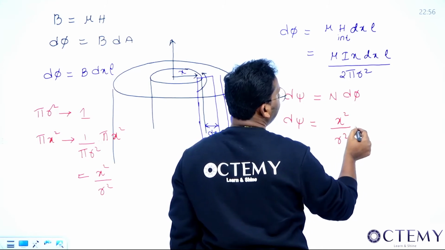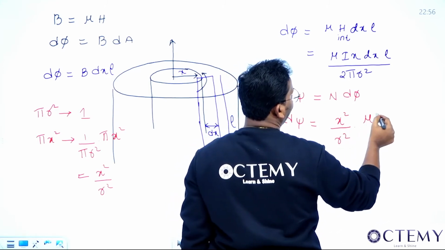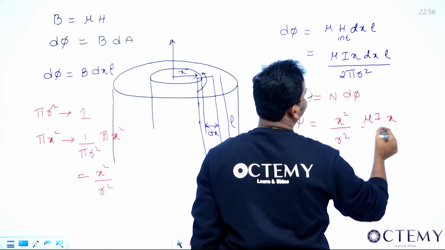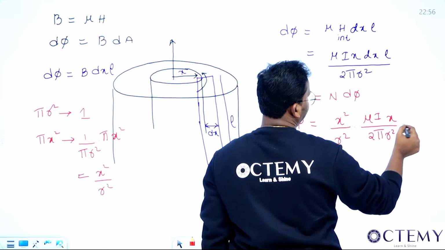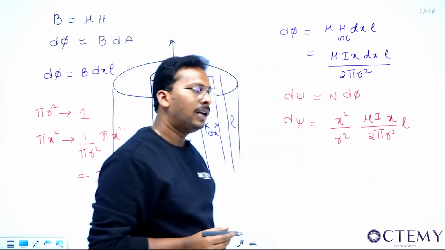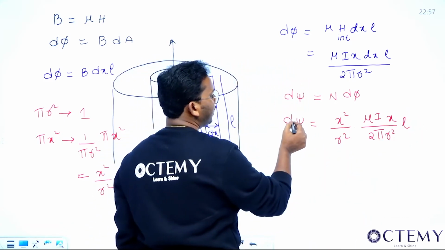into mu naught I into x divided by 2 pi r square into L, right? So this is your change in flux linkage.